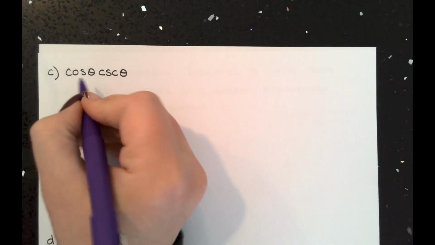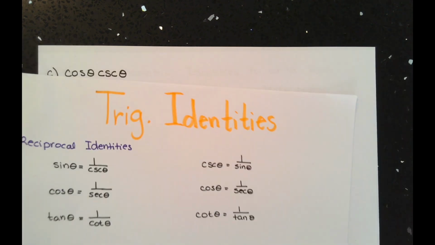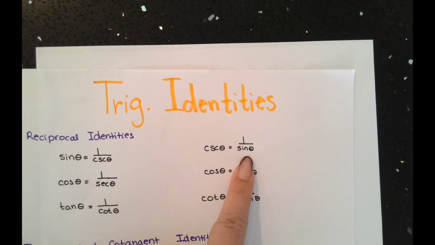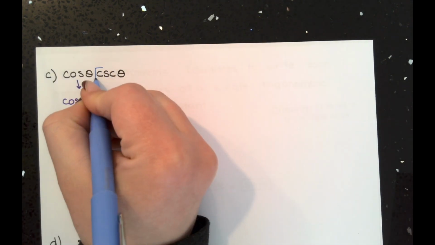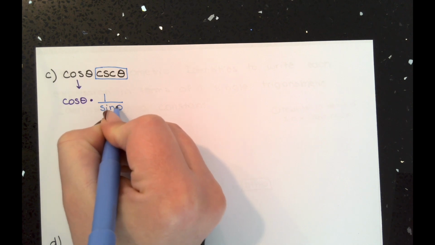Taking a look, step number one is to rewrite things in terms of sine and cosine. So I have cosine, so that's fine. Nothing wrong with cosine. And now I have cosecant. Now I know that cosecant has a relationship with sine. They are reciprocal functions. So cosecant, if you don't have that memorized, is a reciprocal identity. Cosecant is 1 over sine. So you're going to rewrite cosecant as 1 over sine of theta.